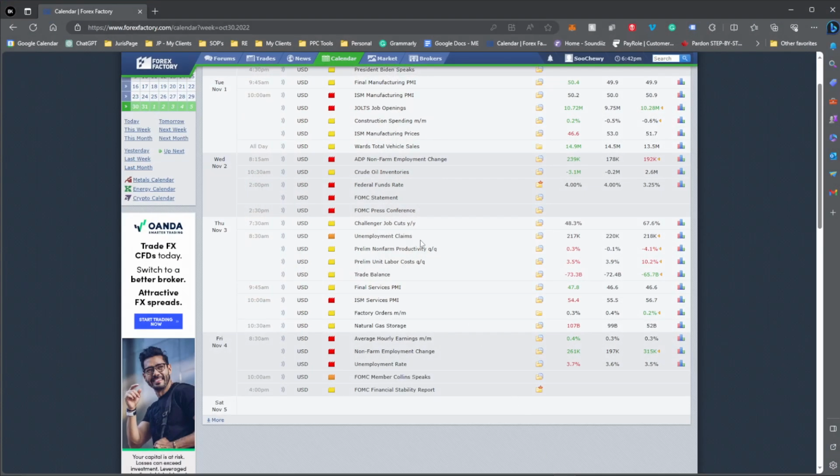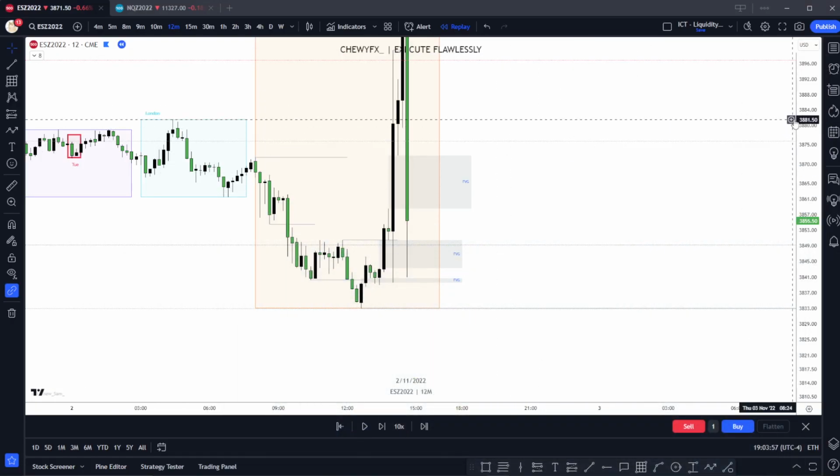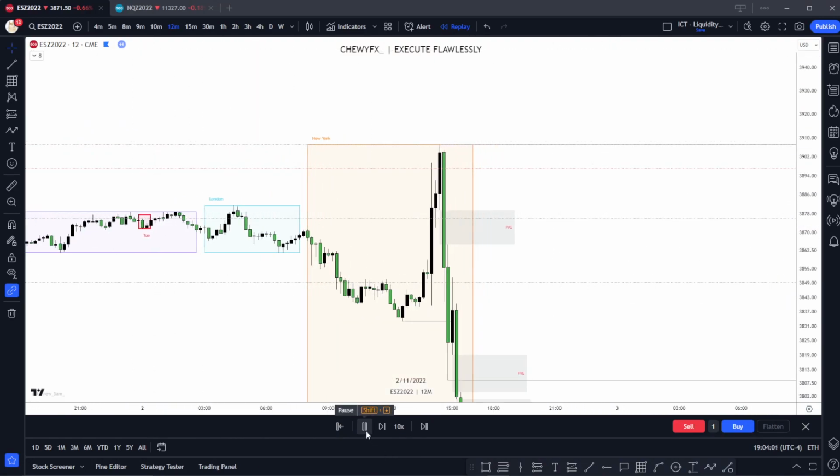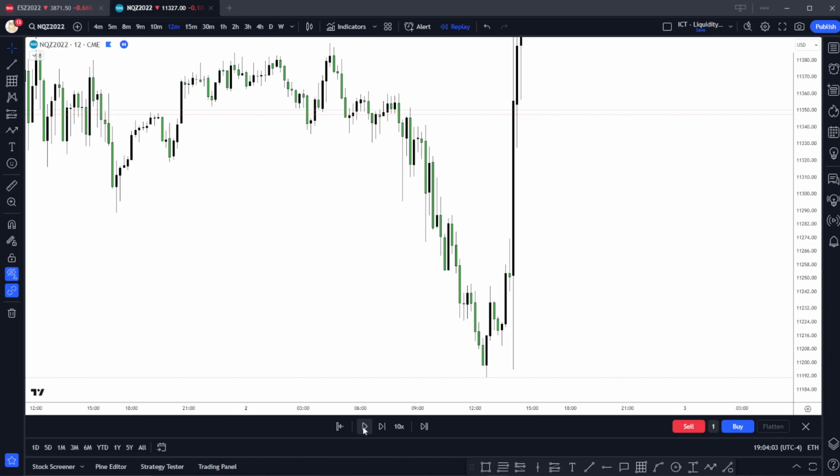Let's take a look at Thursday's news. So we have ISM services PMI at 10 a.m. And then we have unemployment claims at 8:30. Unemployment claims I'm not too stressed about, but still something to keep note of, so we will do so.